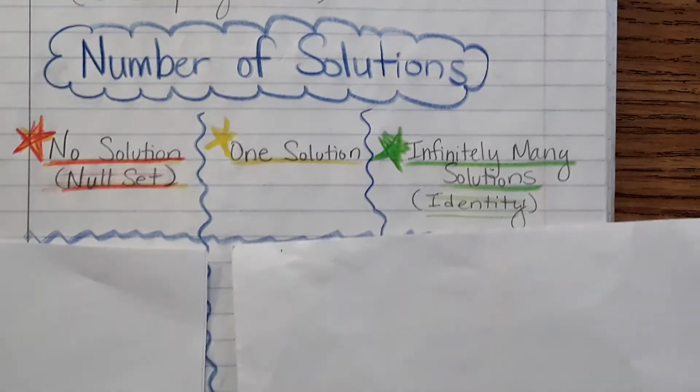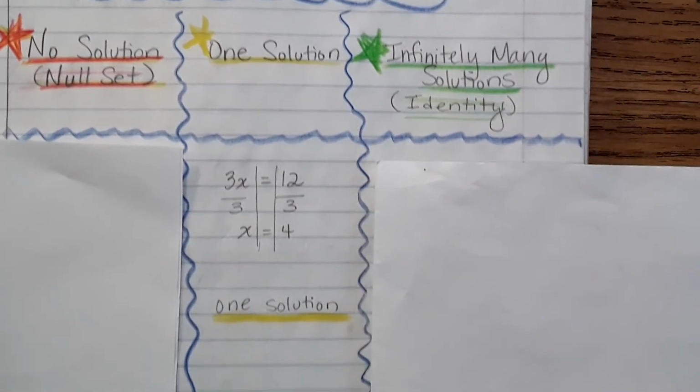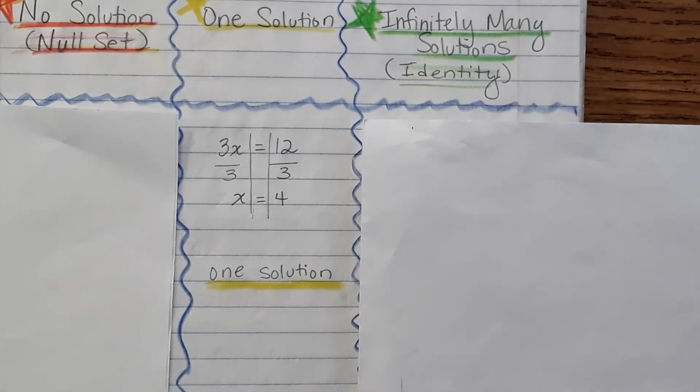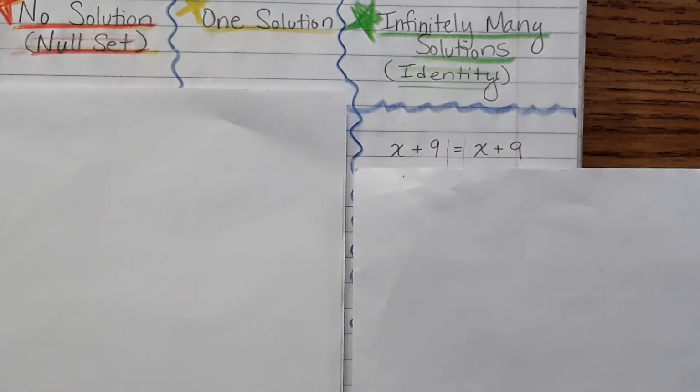Let's look at one solution. In one solution, this is what you are used to. You solve an equation, you get a single answer, and that's it. That's your one solution.